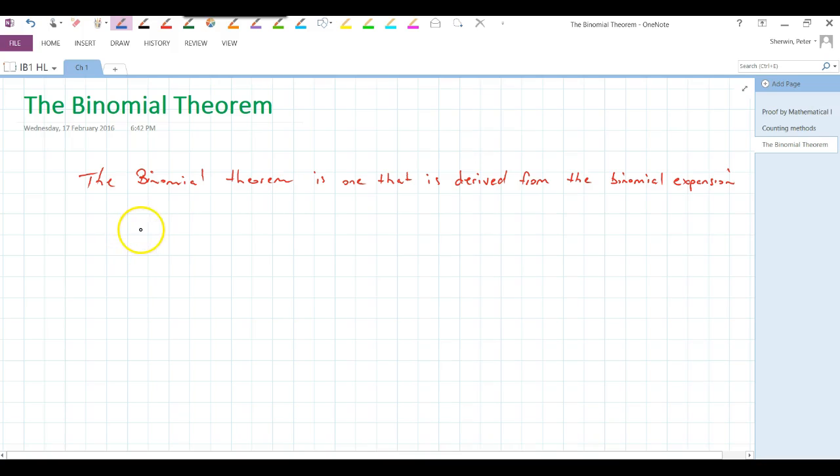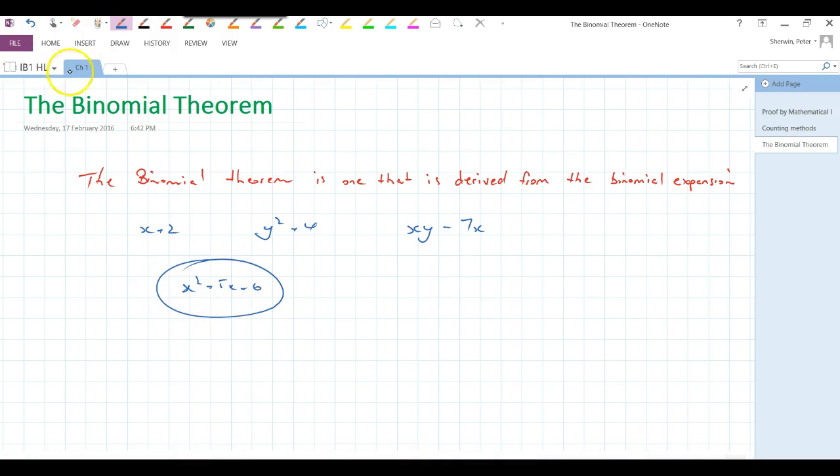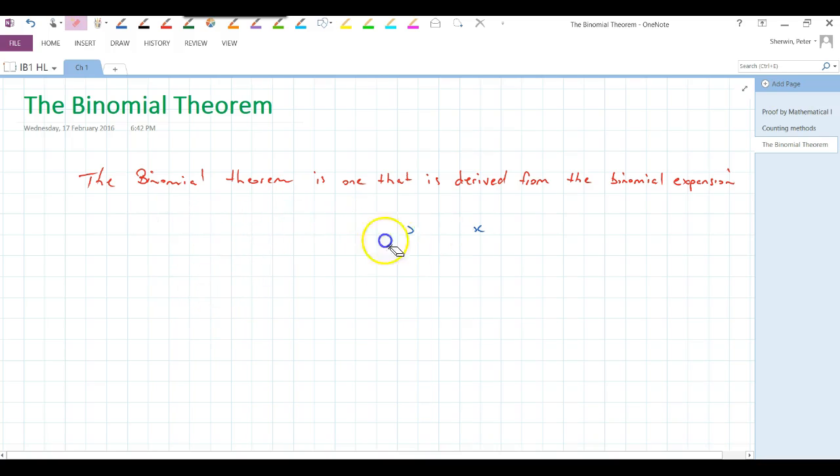So a two-term polynomial is x plus 2, so these are all binomials. Y squared plus 4, xy minus 7x. These are all binomials, two-term polynomials. You've done work with trinomials, with quadratic trinomials, such as this, and you factorized, and etc. So that's what a binomial is. Now the binomial theorem comes from the binomial expansion. So let's have a look at what that's all about.